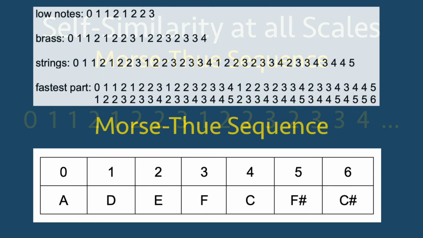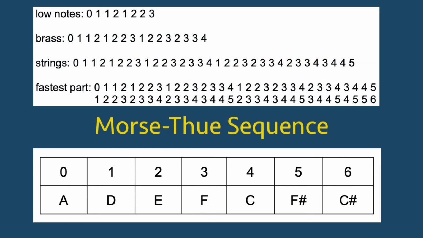What I'm going to play is a 4-measure sequence that loops. But as I play the loop, every 4 measures a new instrument will come in. The low notes only get through the first 8 notes in the sequence that we saw. The brass sound gets through the first 16. The strings get through the first 32, and the fastest part gets through the first 64 notes.